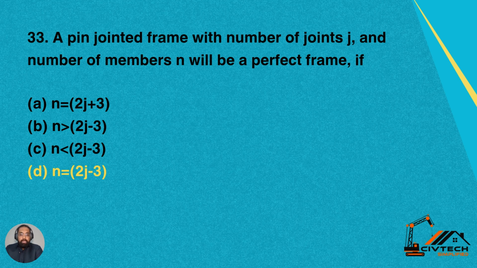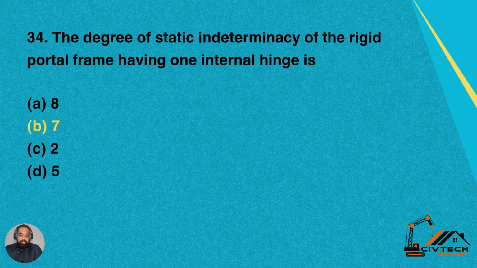Question 33. A pin jointed frame with number of joints j and number of members n will be a perfect frame if option A, n is equal to 2j plus 3, B, n is greater than 2j minus 3, C, n is less than 2j minus 3, D, n is equal to 2j minus 3. A pin jointed frame with number of joints j and number of members n will be a perfect frame if n is equal to 2j minus 3. D is the correct option for this question.